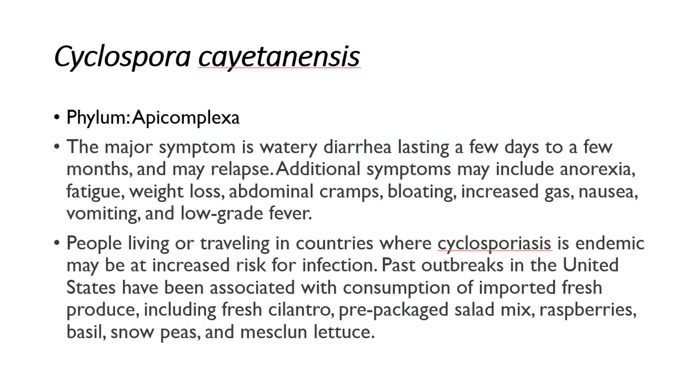Another apicomplexan is Cyclospora. We talked about this, the outbreaks associated with imported produce like raspberries, strawberries, cilantro, salad mix, snow peas, basil. I put a little more information in here for you. But Cyclospora, that's the picture. I'm not going to change these guys. So, make flashcards or whatever you need to do.